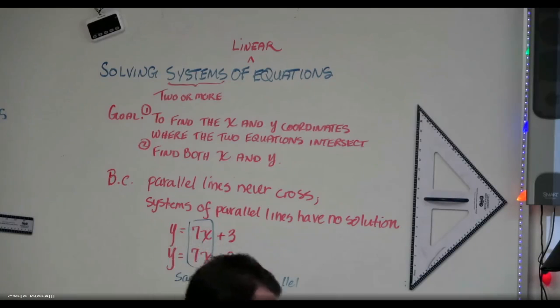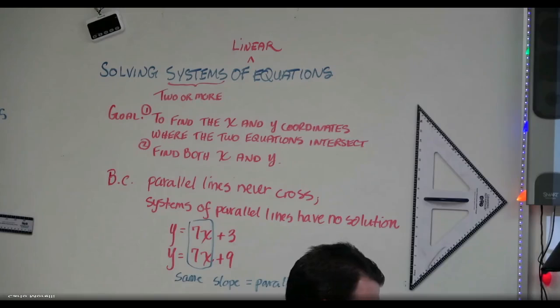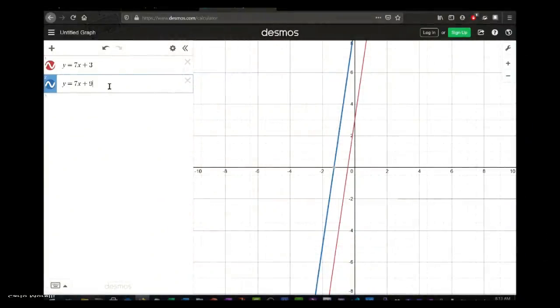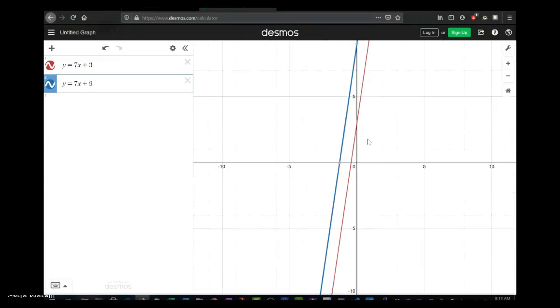Let me show you what that looks like graphically. So it's y equals 7x plus 3, and y equals 7x plus 9. Okay, look. You can zoom in, you can zoom out. They're never going to cross, right? Because they're parallel. Parallel lines have no solution. How many solutions do parallel lines have? Zero.